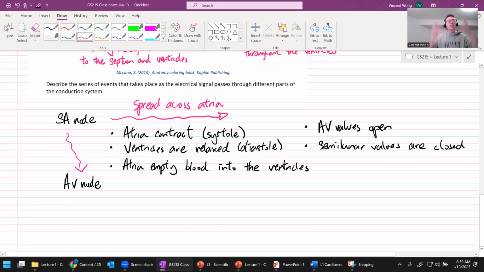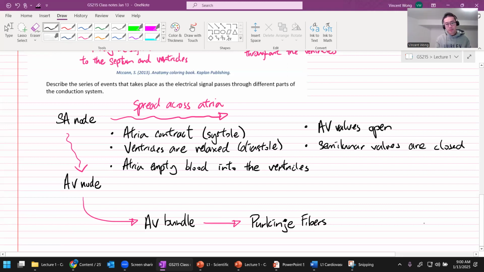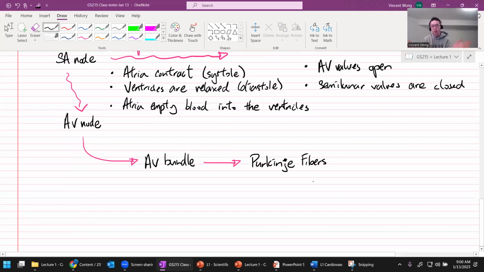then the AV node gives it a little boost. Right? It's like if you have a Wi-Fi extender at home, that's what the AV node is. Okay, boost the signal, let it reach further, deeper into the house. So the AV node spreads it to the AV bundle. It travels down the septum and eventually is going to get to the Purkinje fibers. Right? And by the time it gets to the Purkinje fibers, it kind of goes up on the sides of the ventricles. And now the signal, the impulse is at the ventricles.